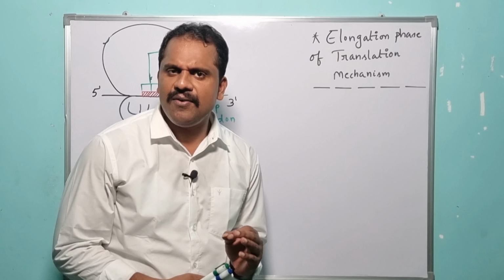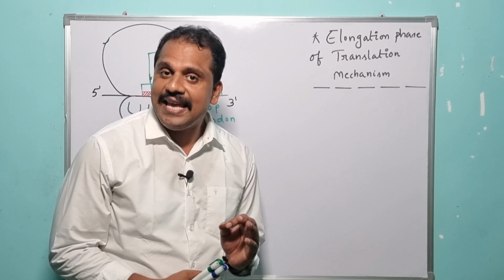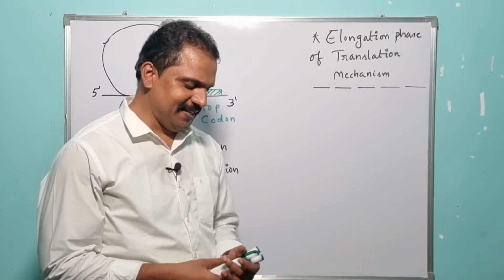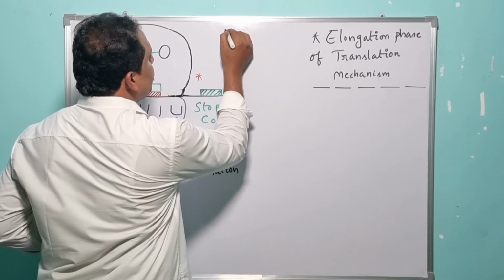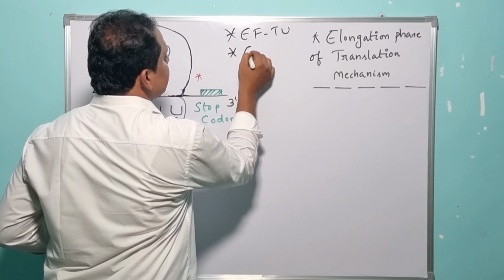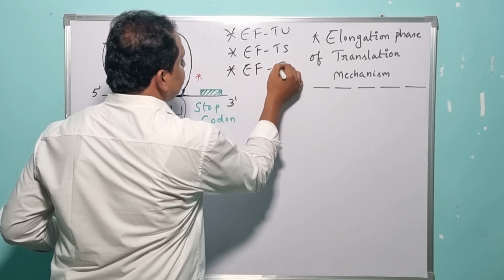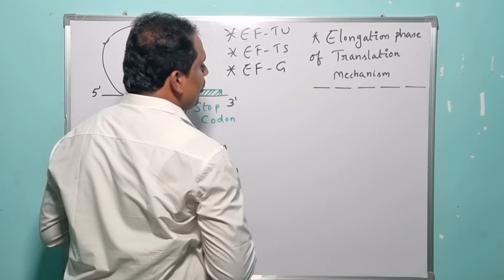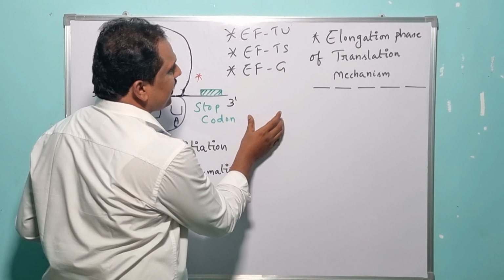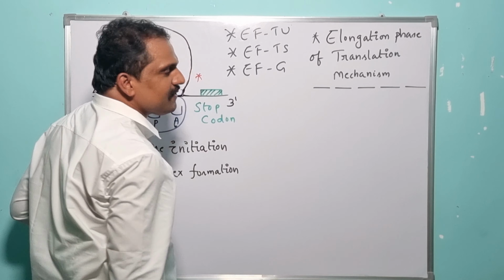So what are the elongation factors which govern the elongation phase here? EFTU, EFTS and EFG. Is it okay? So let me write it here. EFTU, EFTS and the other one is EFG. By taking advantage of these elongation factors, the elongation phase of translation in prokaryotes is successfully organized.